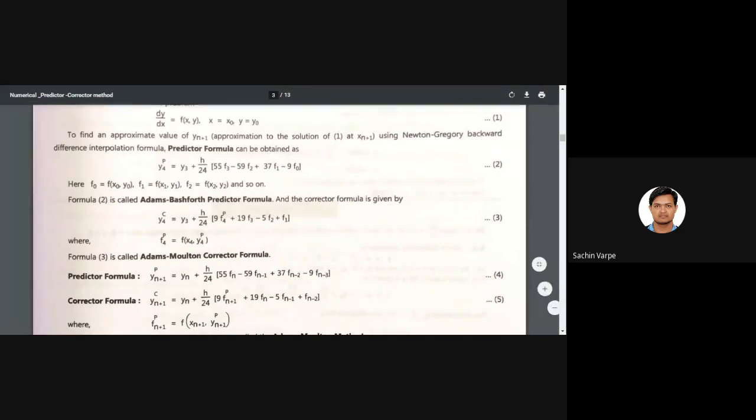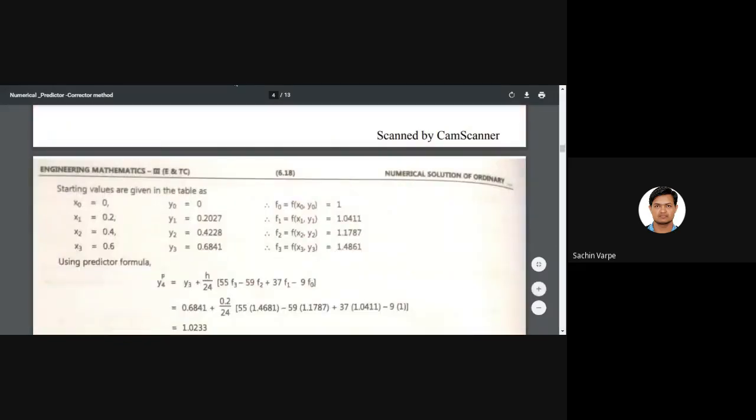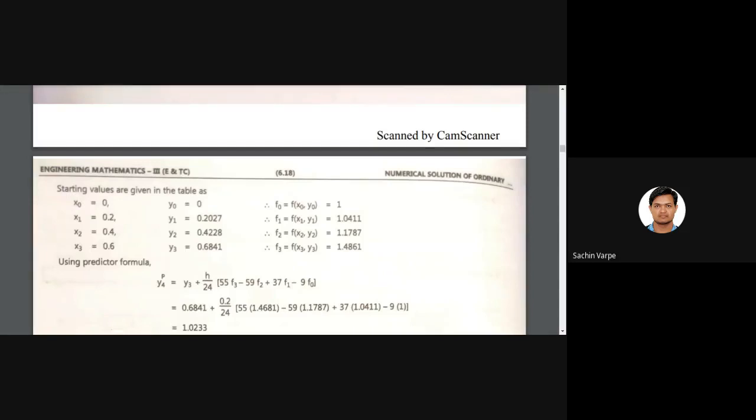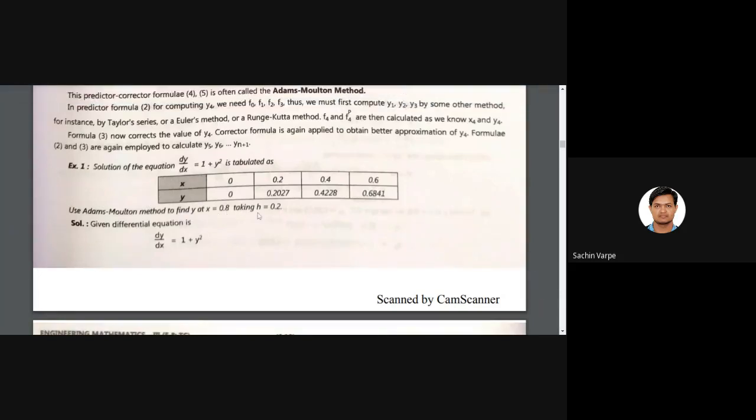Okay, so let us have an example. This is the first example. I hope the screen is visible. The solution of the equation dy by dx is equal to 1 plus y square is tabulated; these are the basic solutions given: y0, y1, y2, y3. With the help of this tabulated data, we have been asked to find the value of y at x equal to 0.8, taking h equal to 0.2.